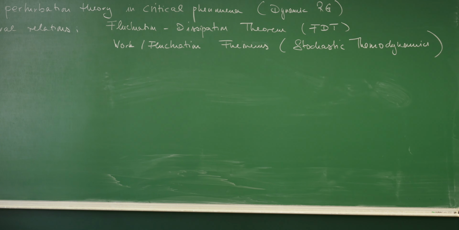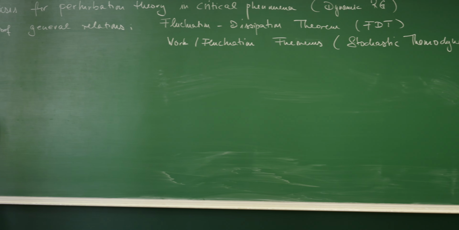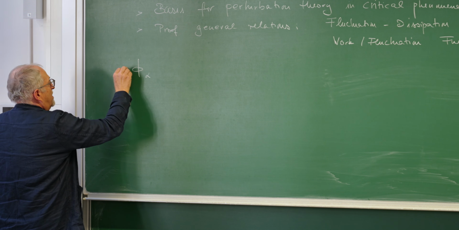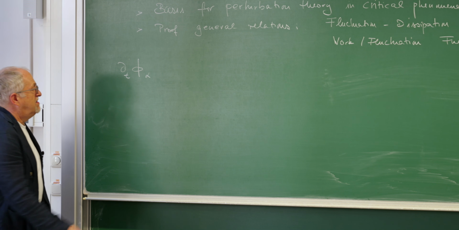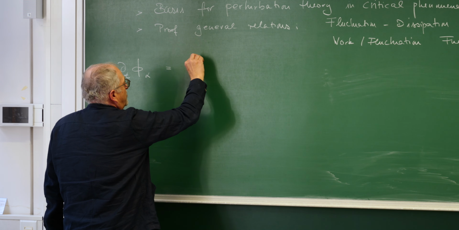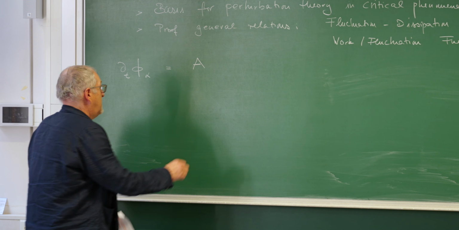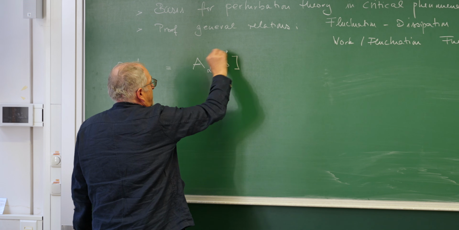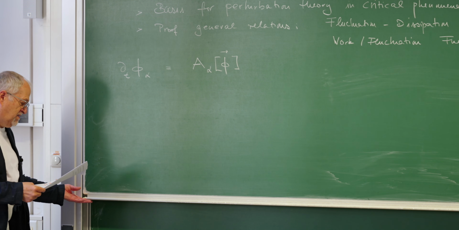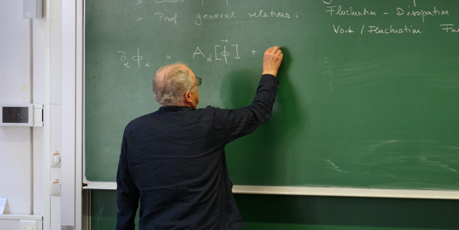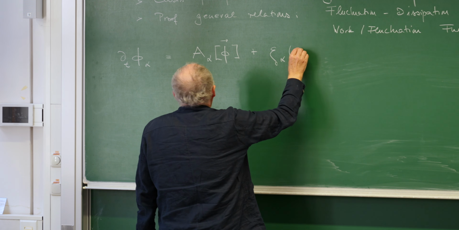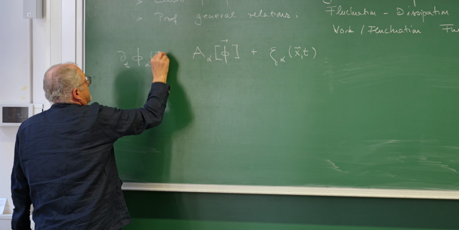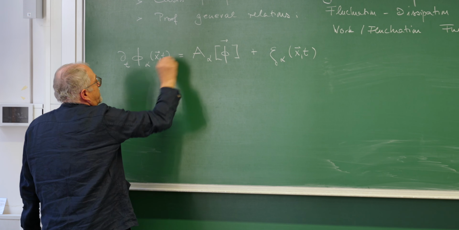So what would we like to focus on? Here we look at a set of fields, phi alpha, and we do have Langevin equations for that. Let me write them in a rather general form. Say we have some functional that I call A alpha. That's a function of these fields, so in general of all the fields in this vector field. And then we have a noise, theta alpha, that also depends on space and time. And so do the fields that we consider here. They are space and time dependent.